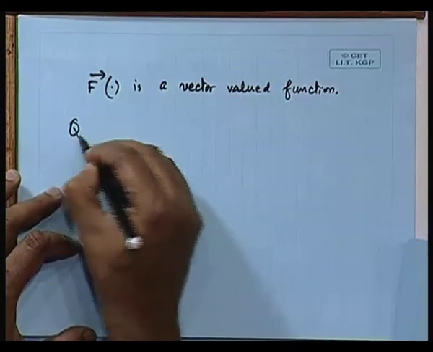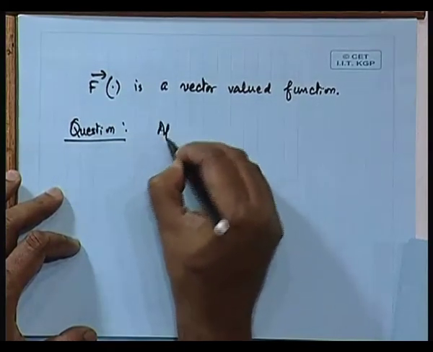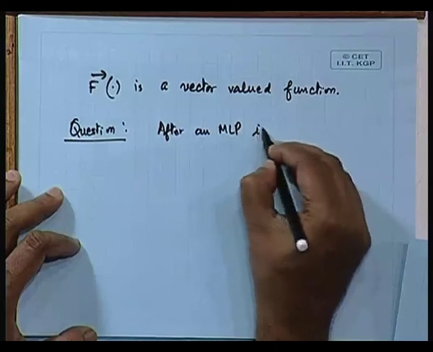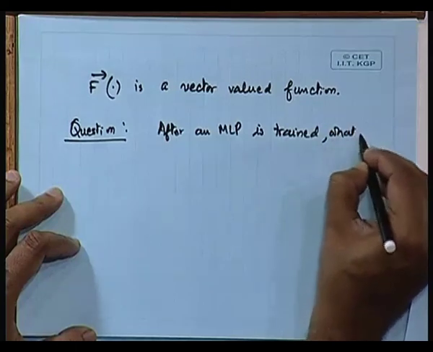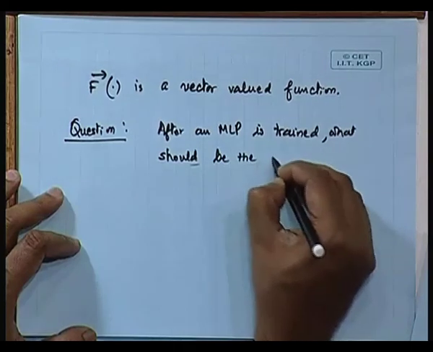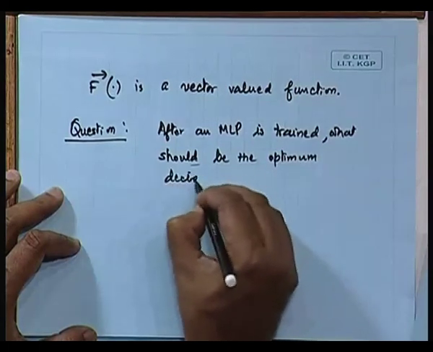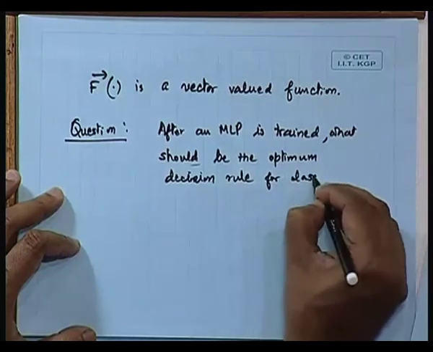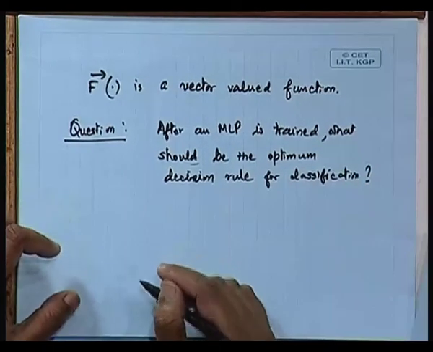So, now the question that we are trying to answer is, after an MLP, a multi-layered perceptron, is trained, what should be the optimum decision rule? Decision rule means decision rule for classification. So, let us see if we can answer this question.